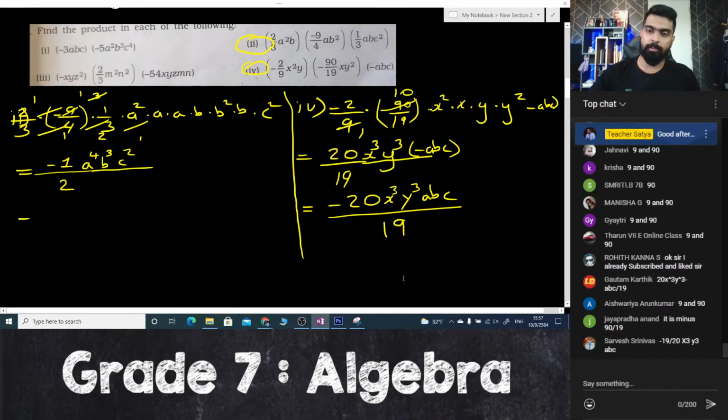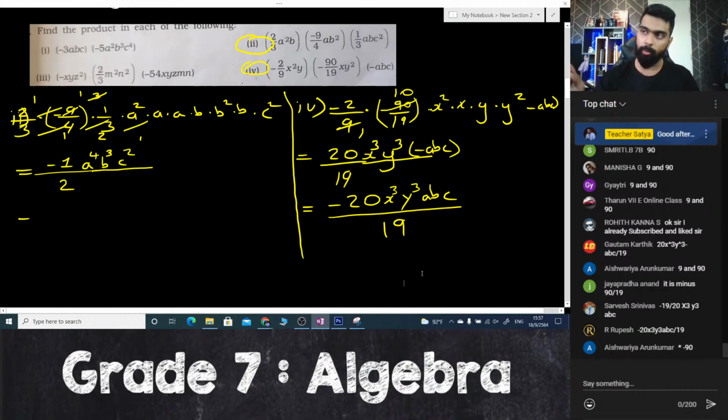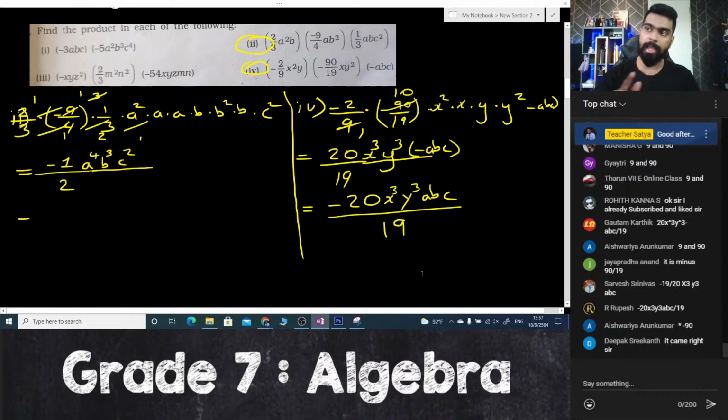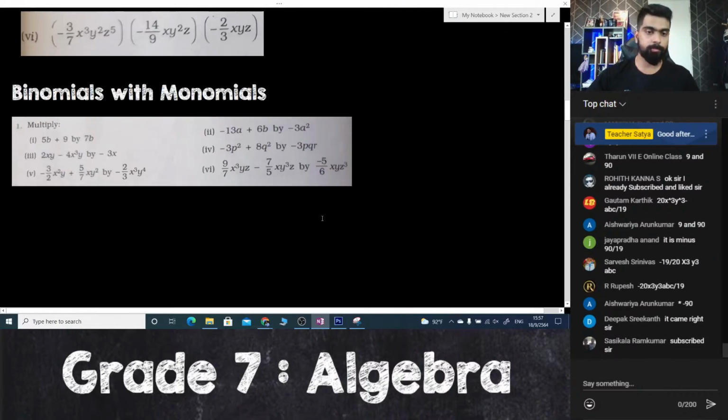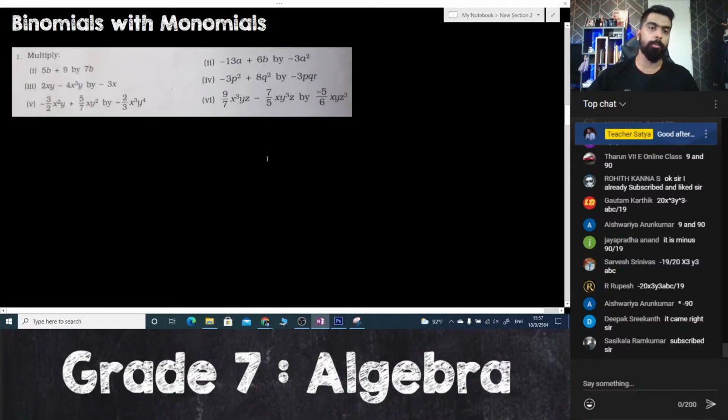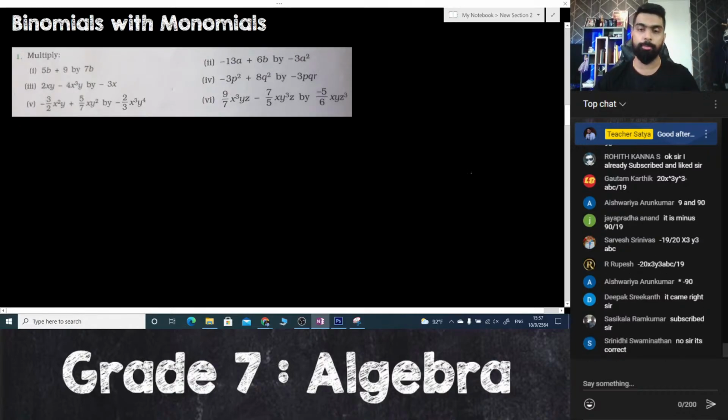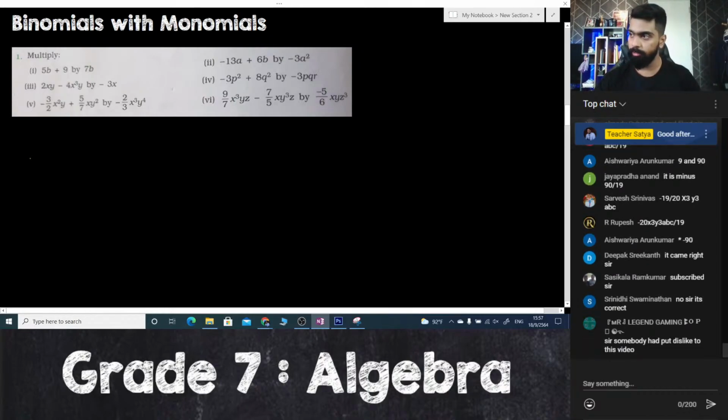So the final answer for this one is negative 20 x cube y cube ABC over 19. Do not forget this negative, all right, guys? All right, guys. So next, we are going to go to binomials with monomials. So what is the distributive property? Let us talk about the distributive property, all right?